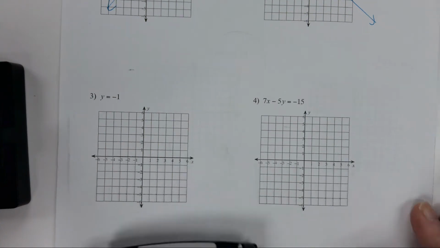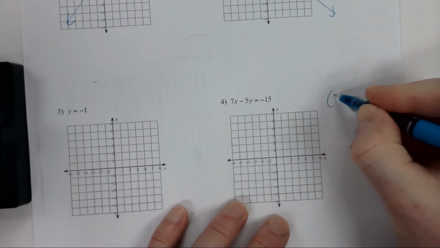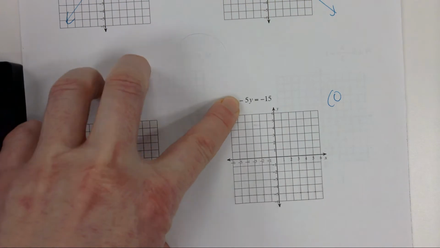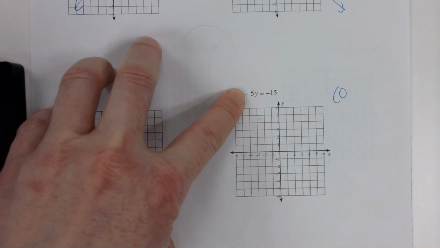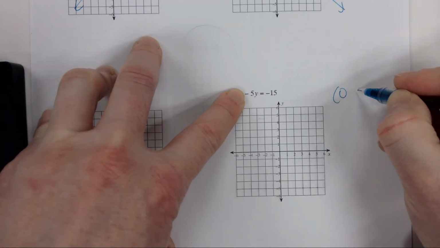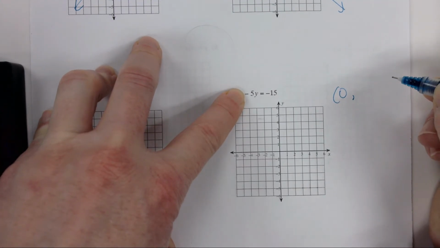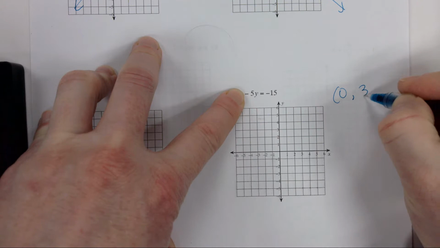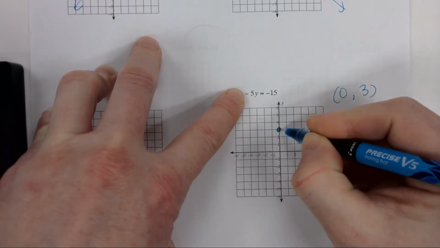Let's get fast at it. We put 0 in for x. That term goes away. You divide both sides by -5. What's -15 divided by -5? Positive 3. We graph (0, 3).